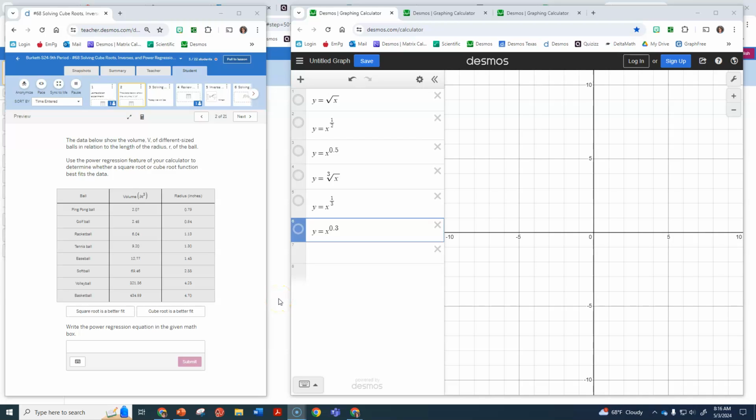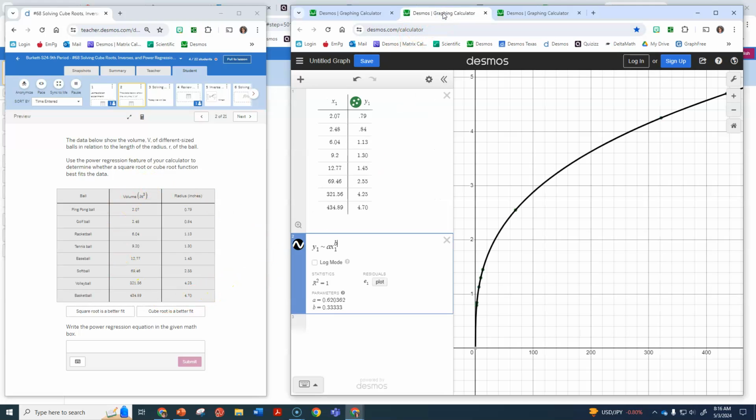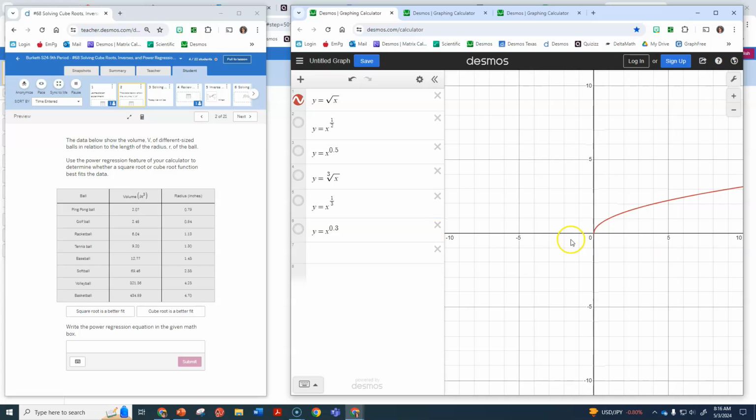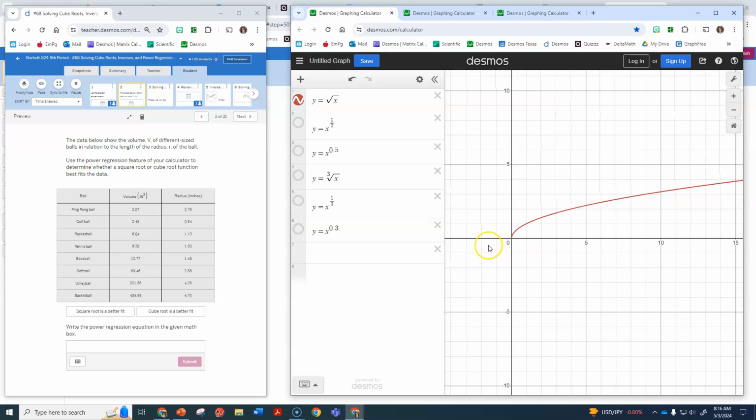For problem number 2, the power regression that is located on Desmos. Before we get to this problem, I do need to go over a couple of things with you. First of all, you should know that the square root function looks like this.